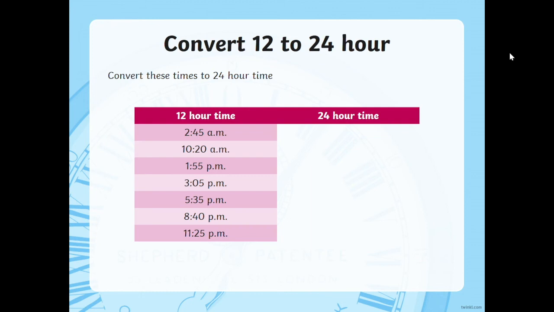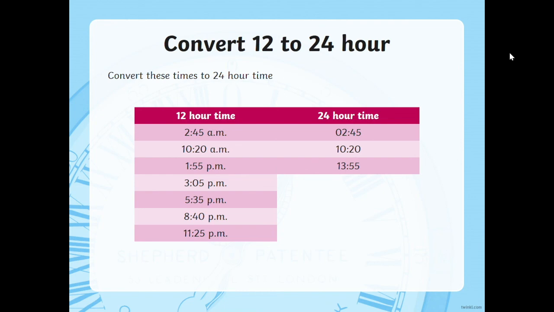Right, let's go through the answers. So 2:45 a.m. becomes 02:45. 10:20 a.m. becomes 10:20. 1:55 p.m. Oh, I've got a PM time now, so I know I'm going to have to start adding 12 to my hours. So 1:55 p.m. I add 12 and that becomes 13:55.